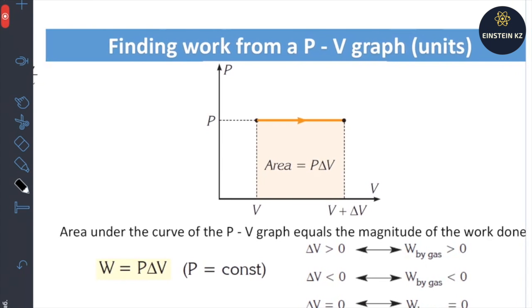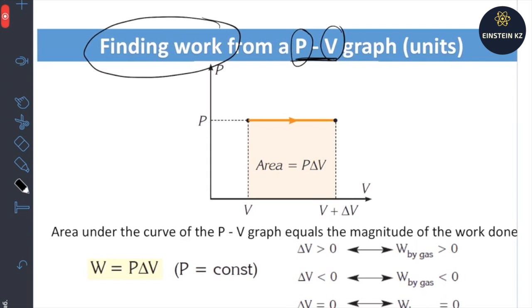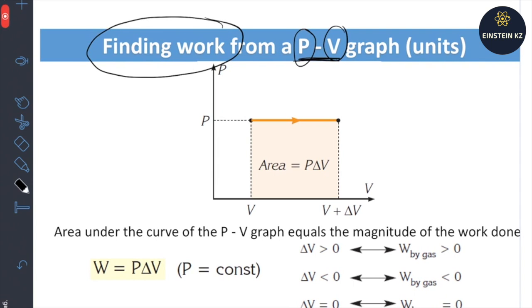So here we have a graph. This is called a PV graph. So this is pressure, this is volume. So from this graph we can calculate the work actually. So what do we have to do here? We have to basically calculate the area of this rectangular shape.